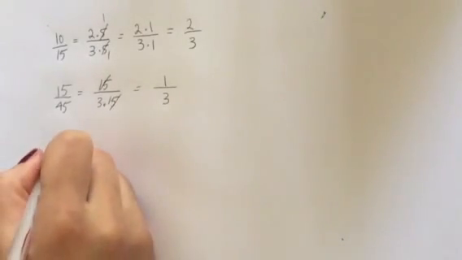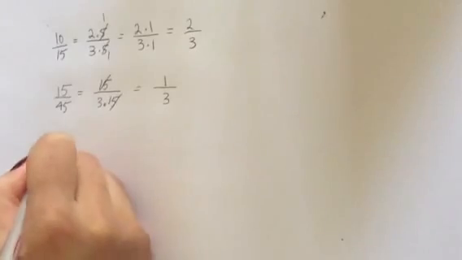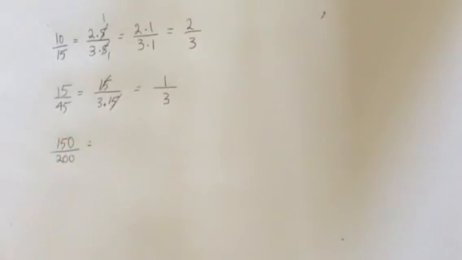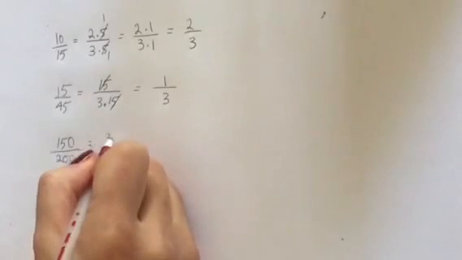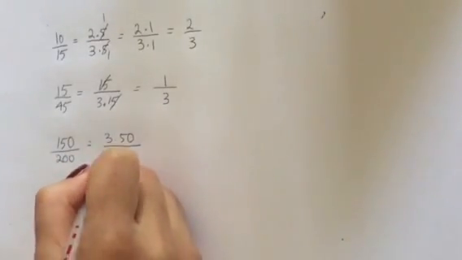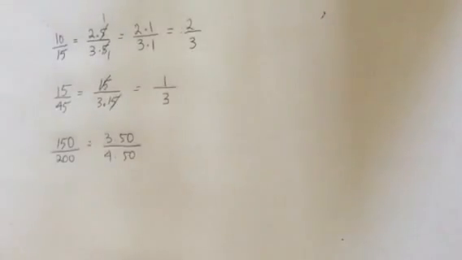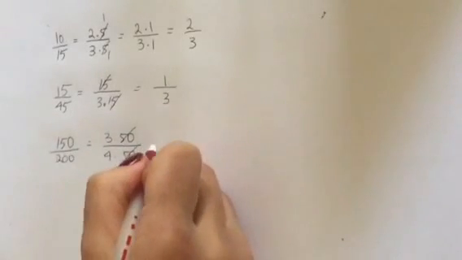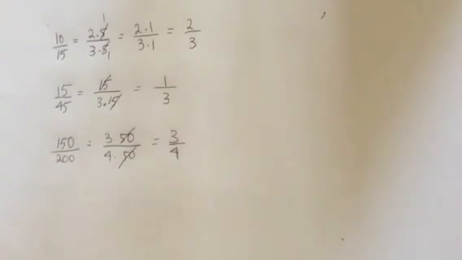So let's simplify 150 over 200. How do I do that? One way is to break this down as 3 times 50 and this one as 4 times 50, and look at these two common factors. What can I do with that? I can just cross them out, and 3 over 4 will be my answer.